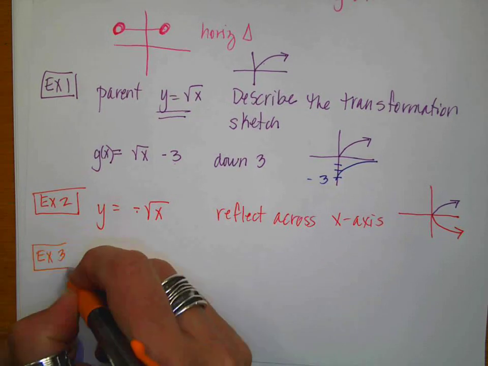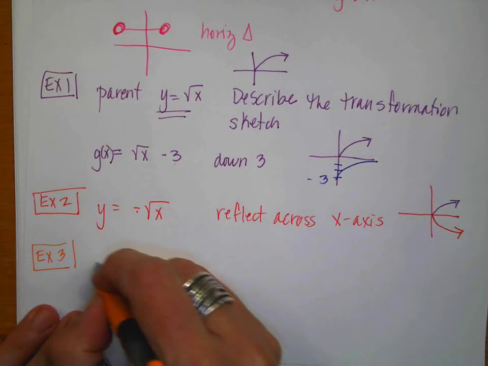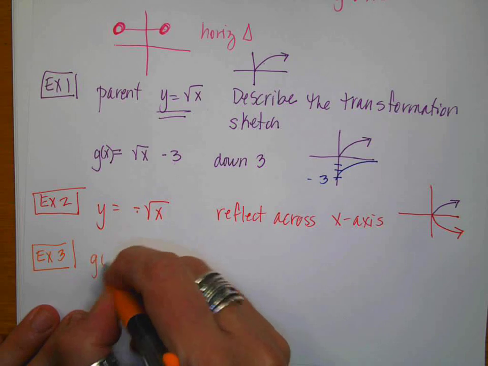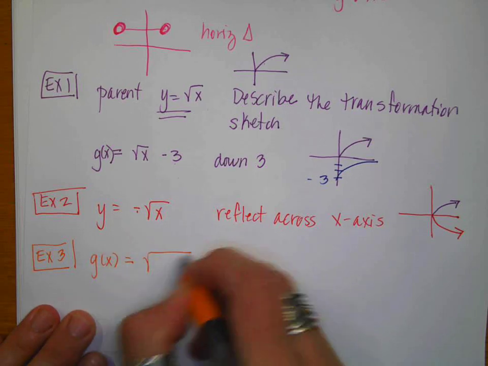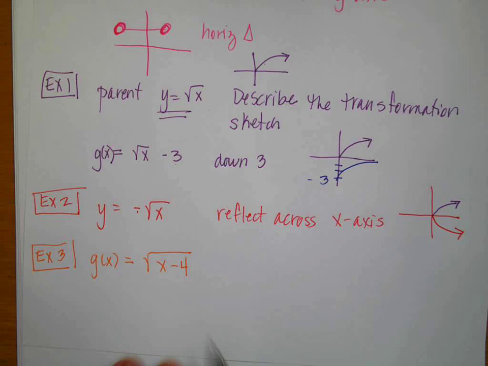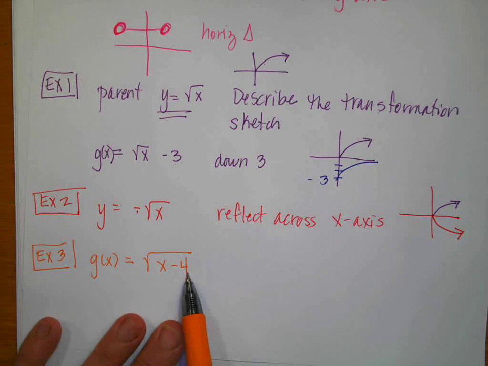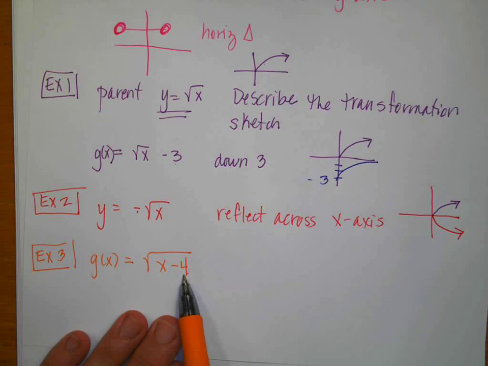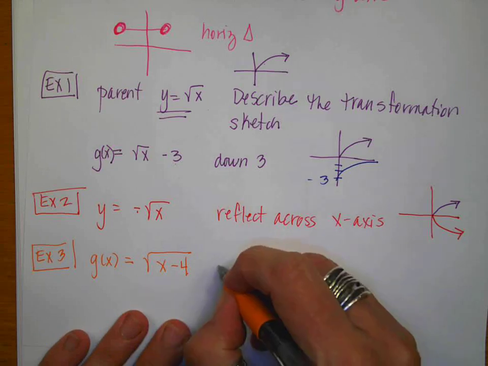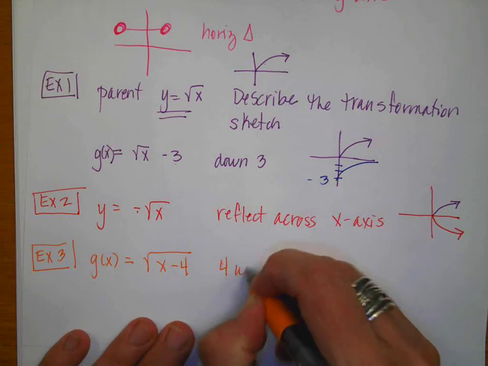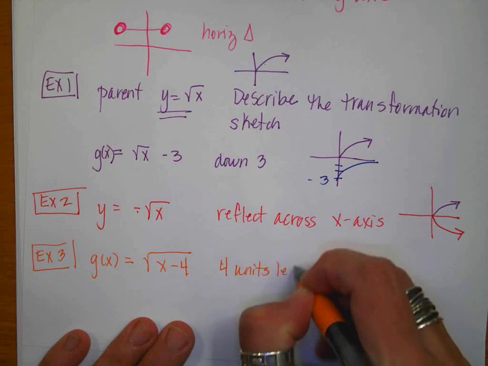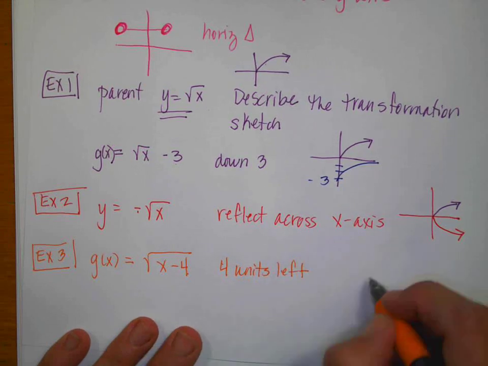All right, example 3. These are really pretty quick examples. So what if I had g of x is equal to the square root of x minus 4? This is inside the function. It is a horizontal change, so that means it's the opposite sign. So this is going to move 4 units left.